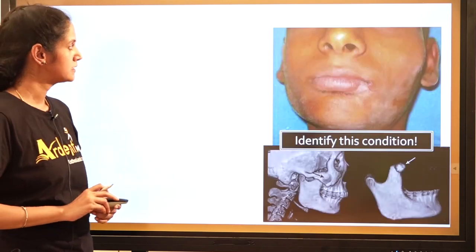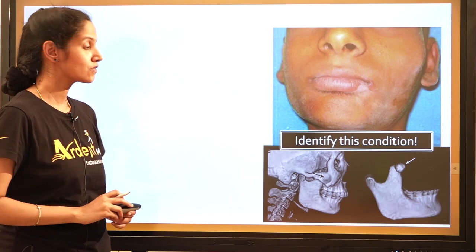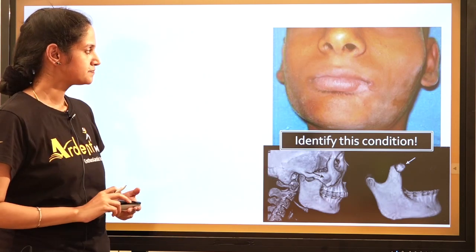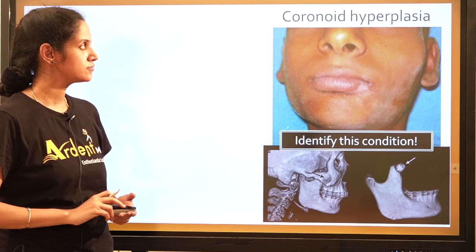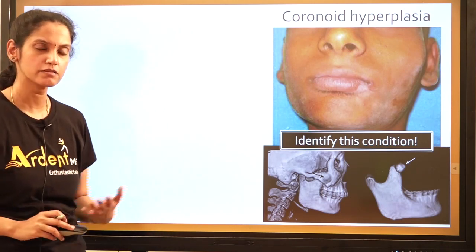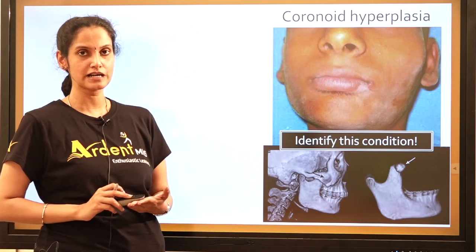Moving on to the next question. Identify this disease condition. So what is that arrow pointing out? It is the coronoid process. That is a hyperplasia of the coronoid process. So this is a case of coronoid hyperplasia. Okay, it could be unilateral or bilateral. In most cases, it's unilateral.